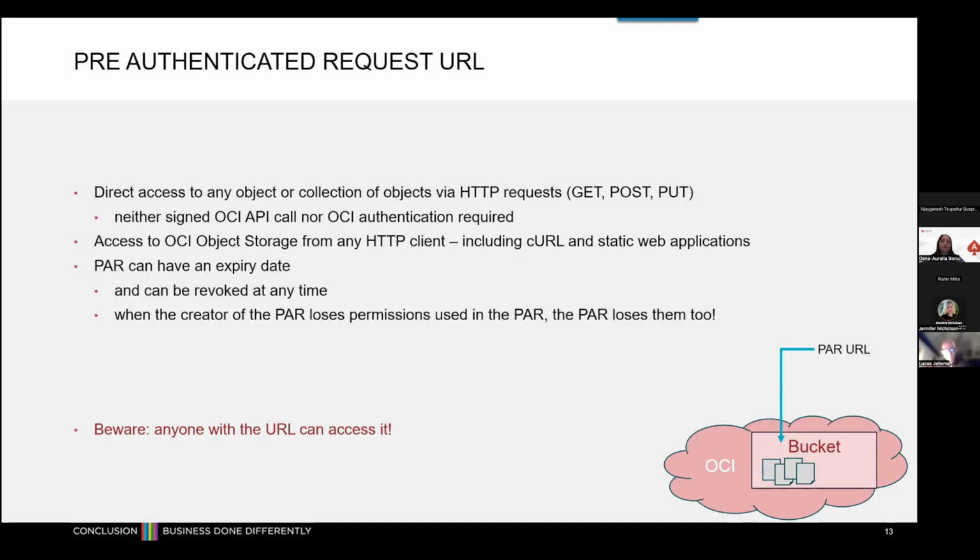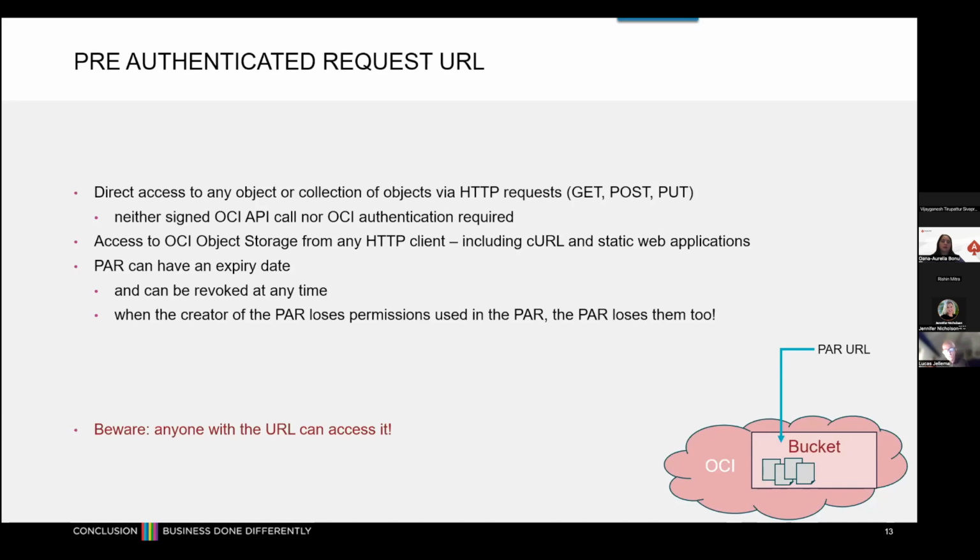For your pre-authenticated request URL, you can define an expiry date. So it's only valid for a certain period of time. And even if you have specified an expiry date, you can still revoke it at any time. So if it has served its purpose, just get rid of it.